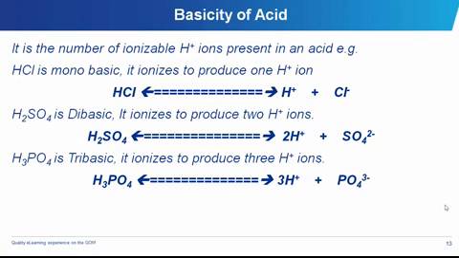Now we're talking about the basicity of an acid. What is the basicity of an acid? Basicity of an acid simply talks about the number of hydrogen ions produced when the acid is dissolved in water. If we consider hydrochloric acid as seen in the diagram, it has just one hydrogen ion, so it is said to be monobasic, while tetraoxosulfate(VI) acid is dibasic, and tetraoxophosphate(V) acid is tribasic.